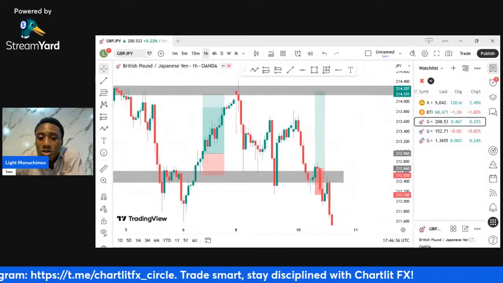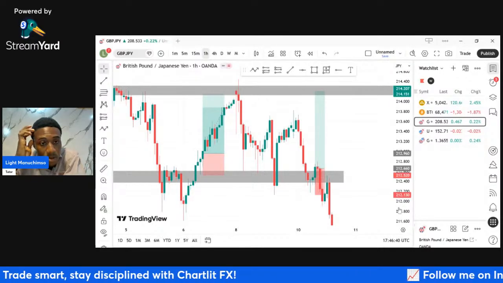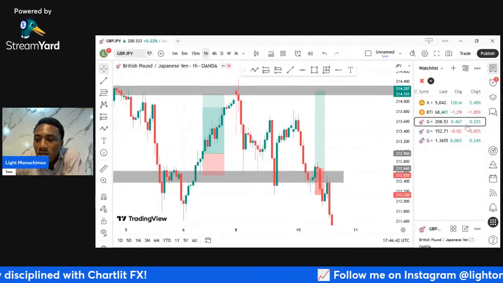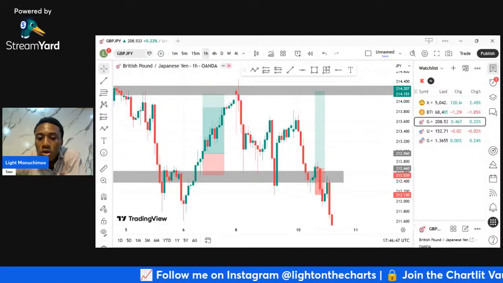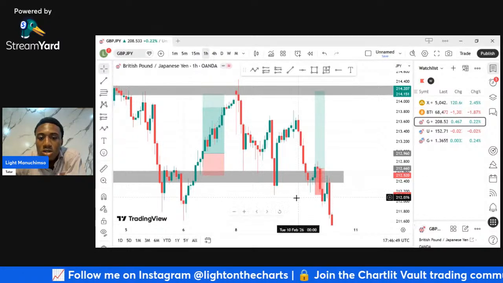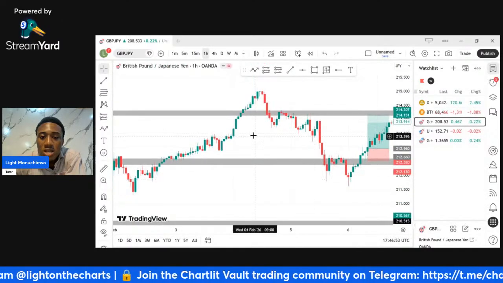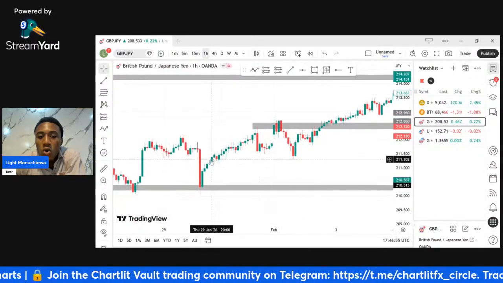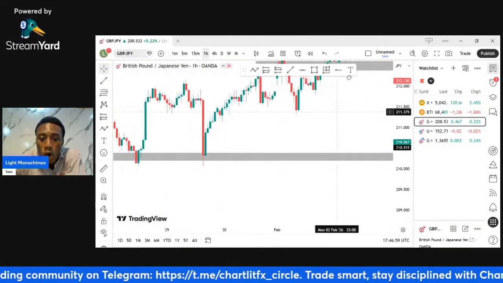And the next thing we're going to be talking about is indecision candles. Indecision candles, like I said, are candles with no body. They don't have a body, or sometimes they do have tiny bodies and tiny wicks or long wicks.